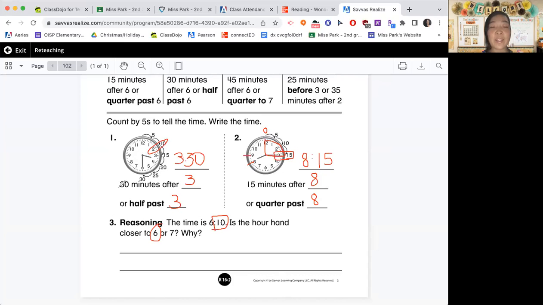What about if it was 6:50? Where would that hour hand be? Closer to 6 or 7? 7. Good, yes. So we are not going to write for that one because we talked about it. I'm going to move on to practice now.